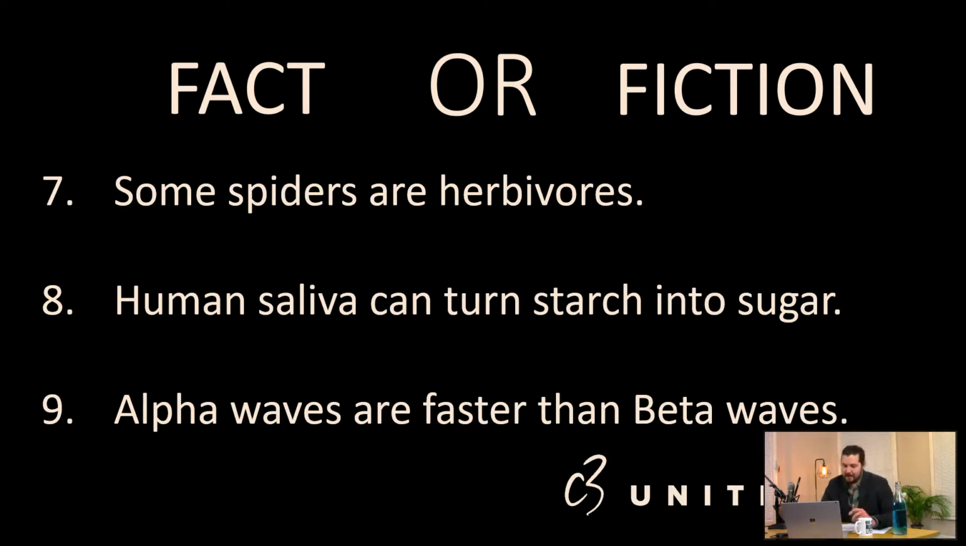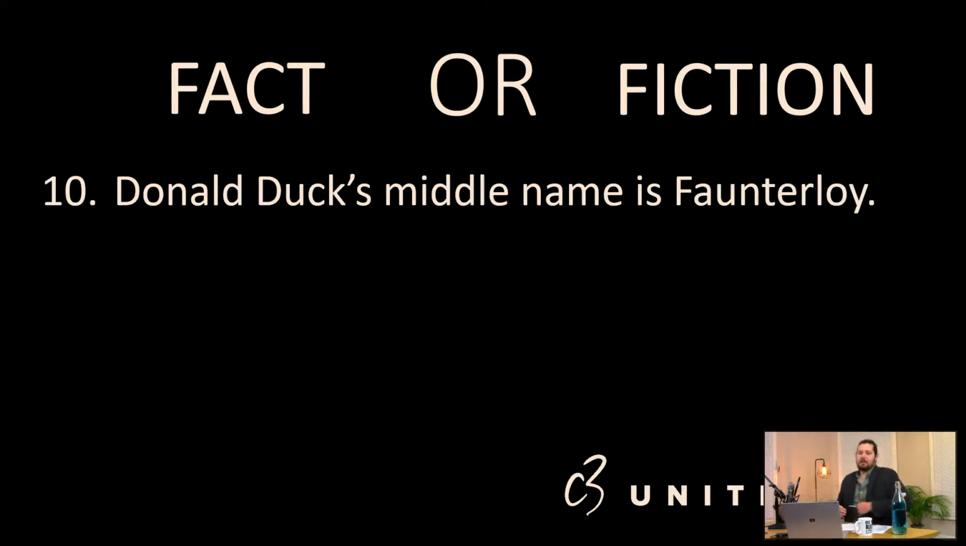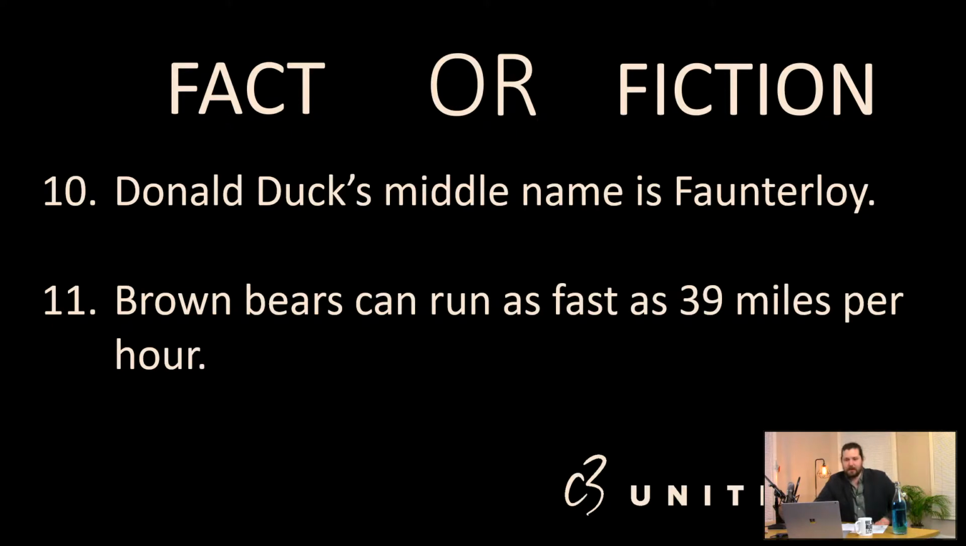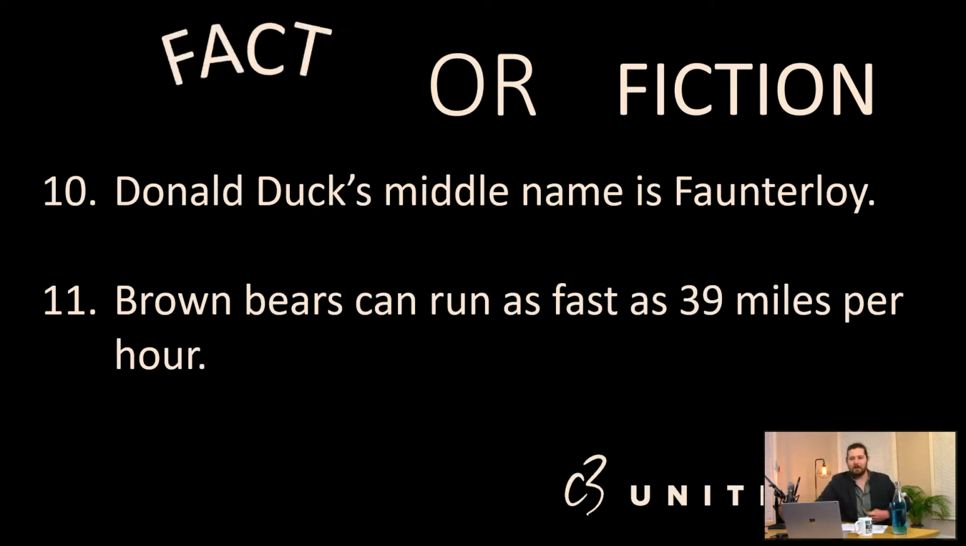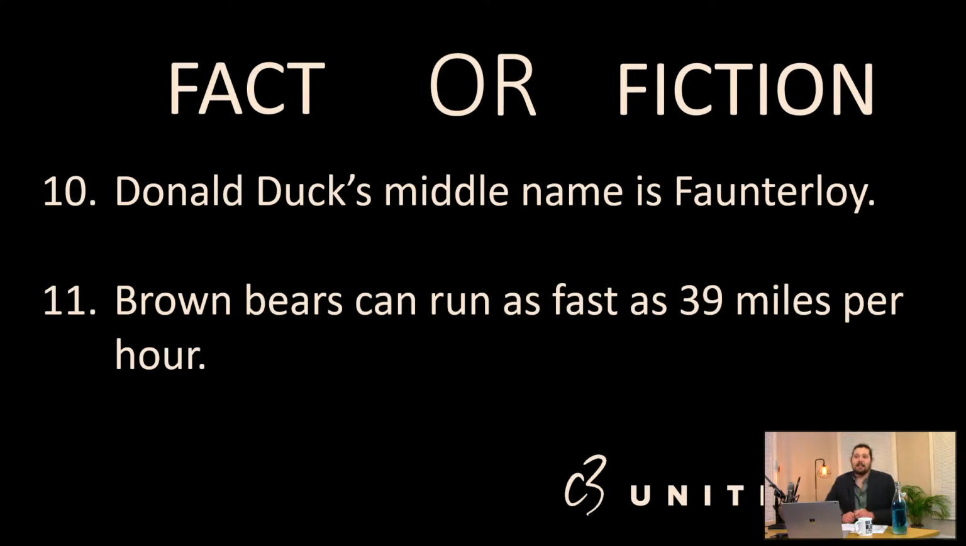Question 10. Donald Duck. His middle name is Fauntleroy. That is a fact. Donald Duck's middle name is Fauntleroy. Question 11. Brown bears can run as fast as 39 miles per hour. That is a fact, which is why you have to do different things depending on the bear you encounter. If any of you ever decide to go to Canada, encounter a brown bear, play dead, don't run, you'll die.